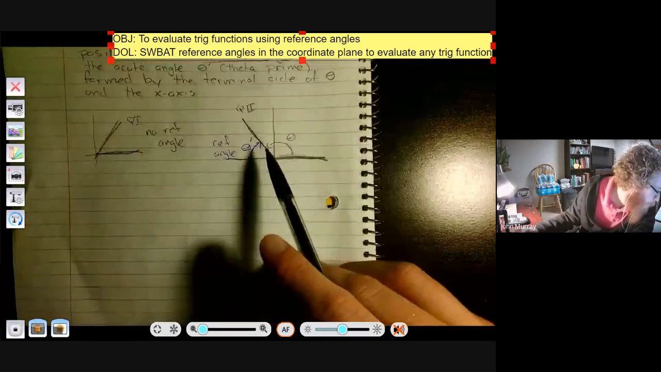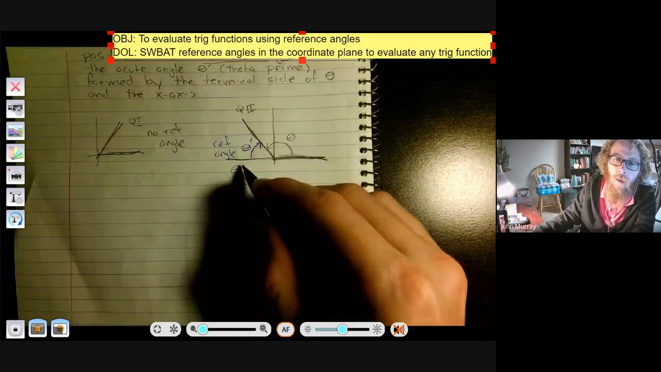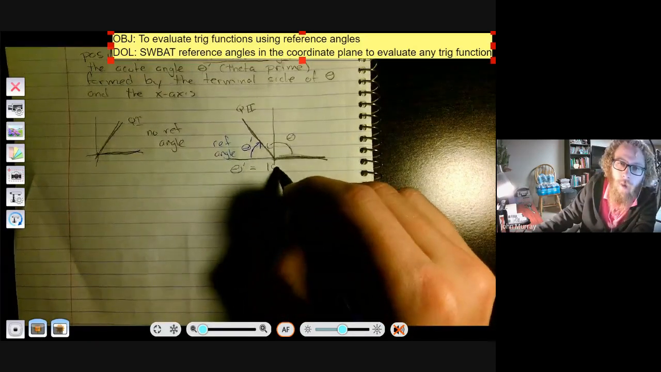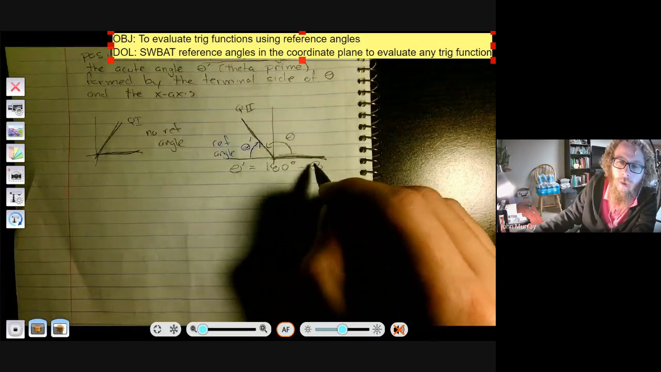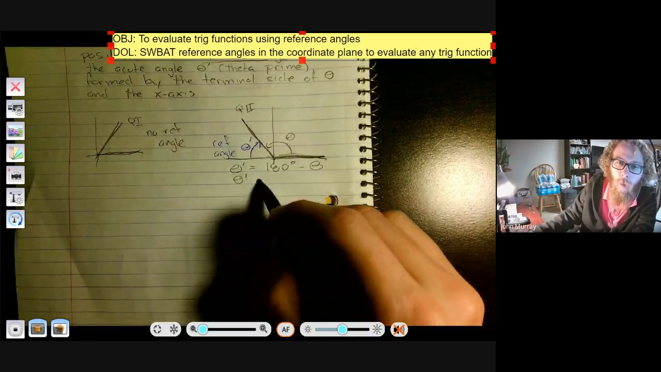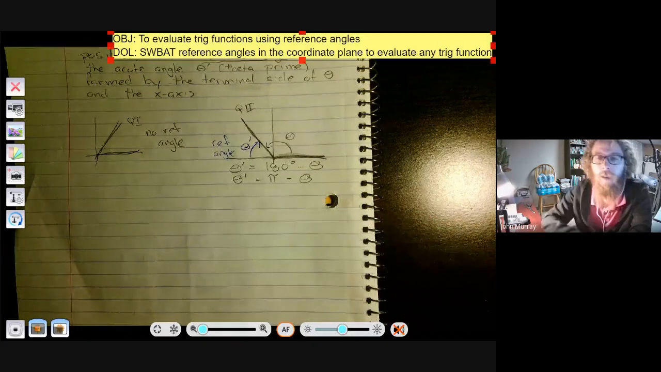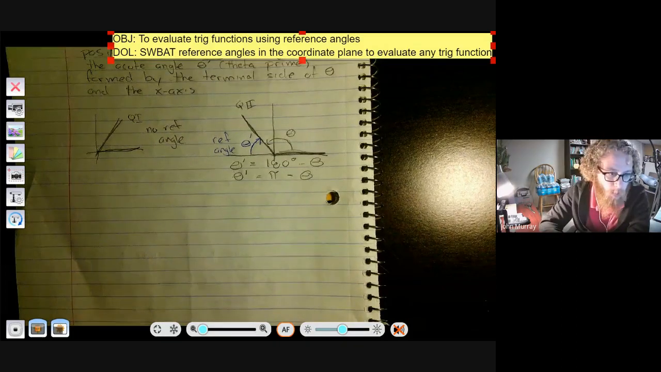All right, so here's our reference angle. We can get this reference angle by subtracting our original angle from 180 degrees. Okay, or if we're talking about radians, from pi. All right, and I'll go over examples once we get through all the formal stuff.